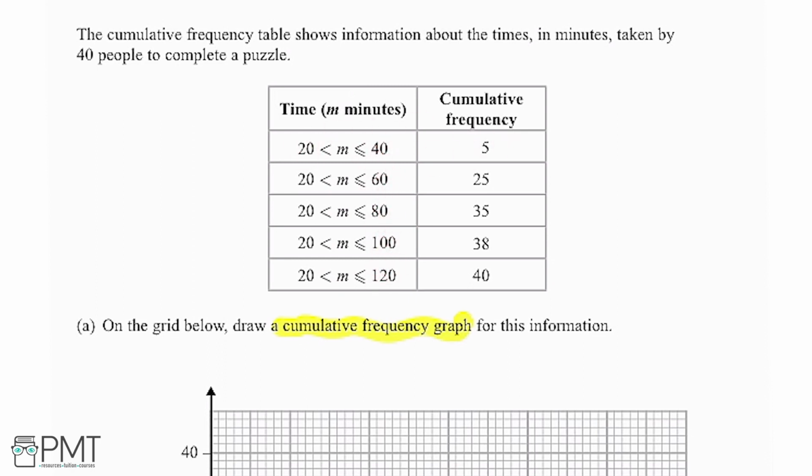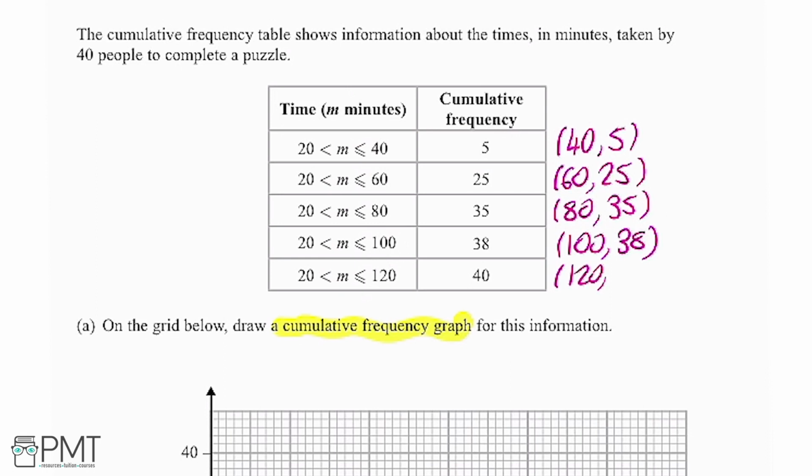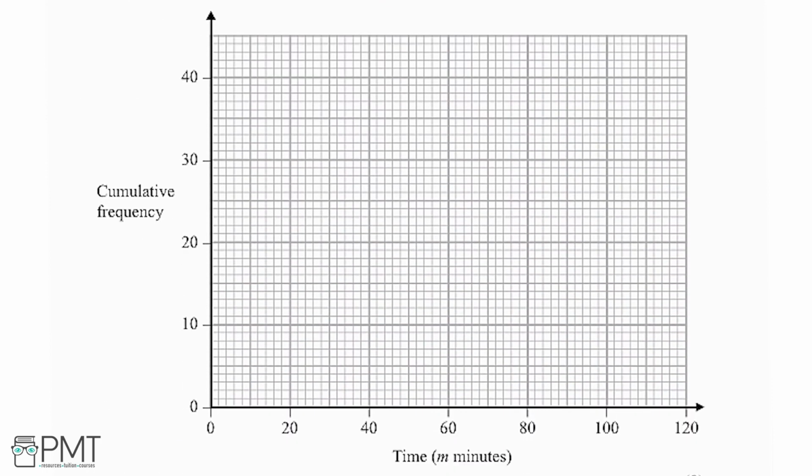So look at this entry. The point that we need to plot is going to be 45, 5. The next one is going to be 60, 25, 80, 35, 138, 120, 40. So we're going to plot that now. So with the first one, that's going to be at 45. So we're going to go from 40 to 5 here.